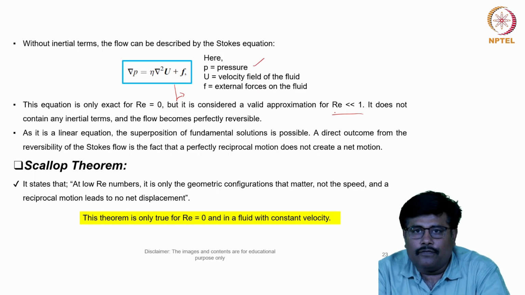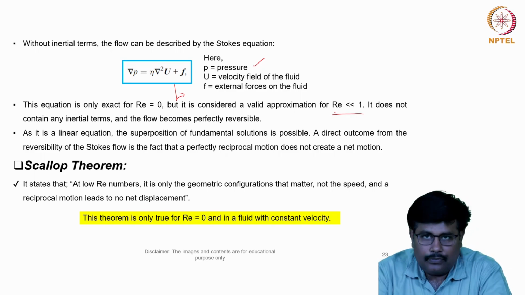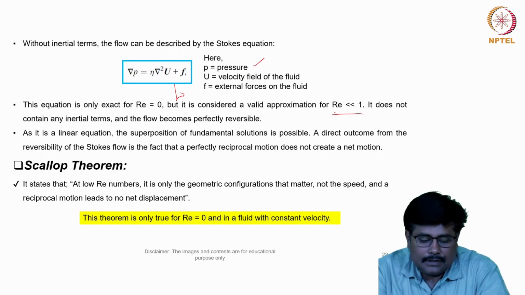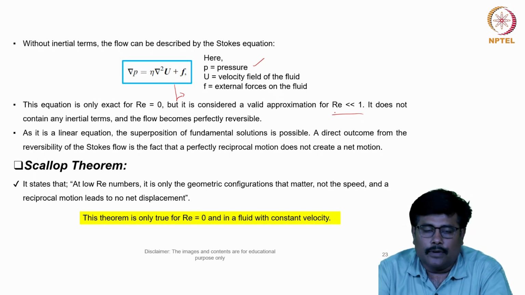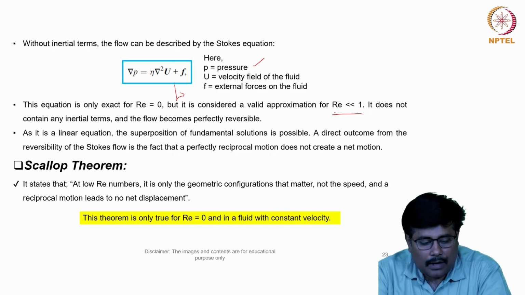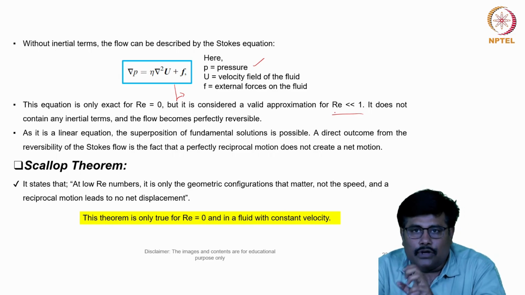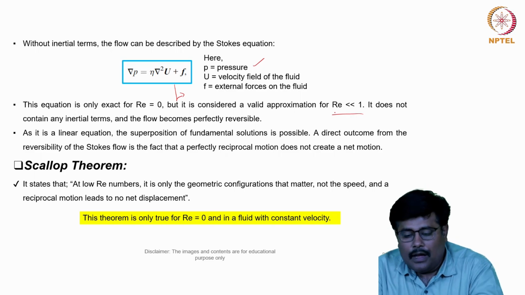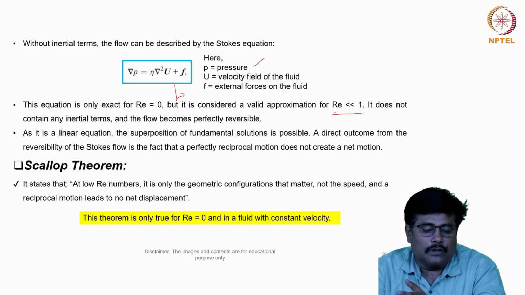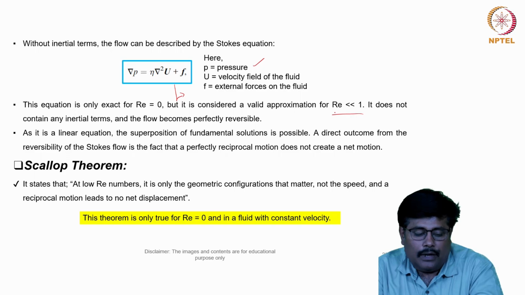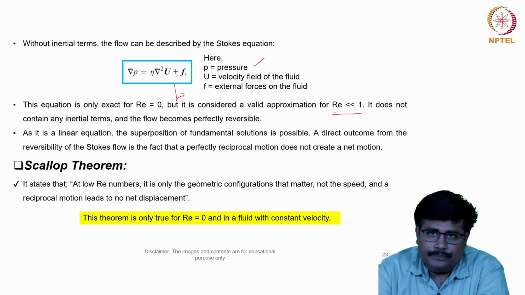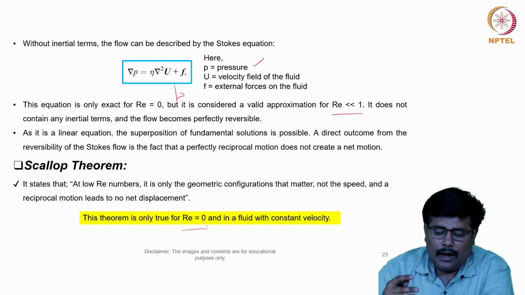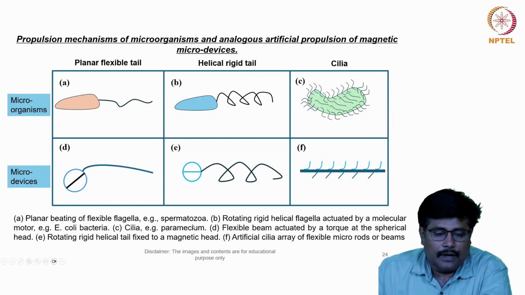There is a theorem which we call the scallop theorem. This scallop theorem has relevance to the selection of the Reynolds number. It states that at low Reynolds number, it is only the geometric configuration that matters, and not the speed of the reciprocal motion, which may lead to a net displacement. Ideally this theorem is only true for Re equal to 0 and in a fluid with a constant velocity.